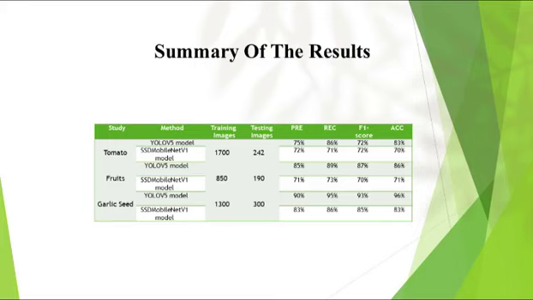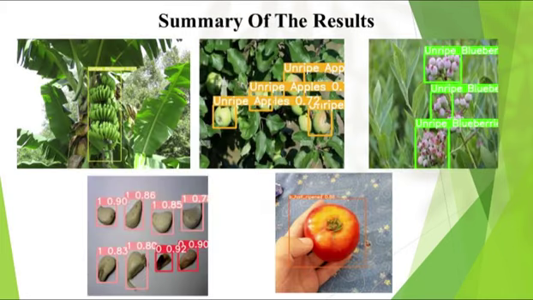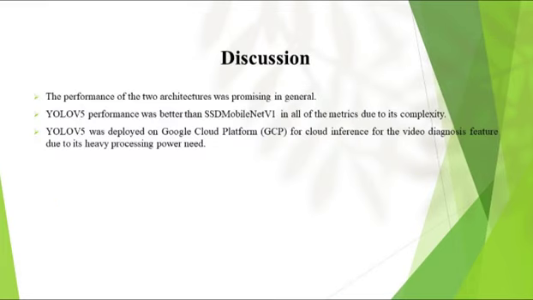Summary of the result. In this part, we used different metrics to evaluate our 2 models, which are YOLO v5 and SSD MobileNet version 1. These metrics are the average precision in different scales, and we can notice that YOLO v5 heavily outperforms SSD MobileNet version 1, but SSD MobileNet version 1 is running faster, and this is due to the complexity of the YOLO v5 model.